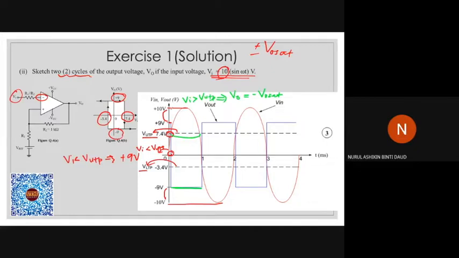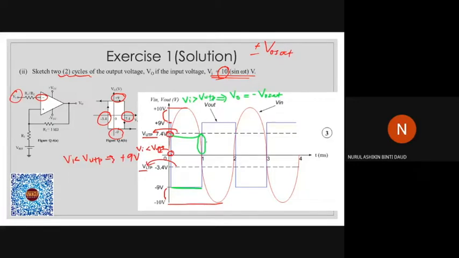And then, done with the positive, oh, still not done, wait. Still not done at this part. Okay, at this part, same with this part again. Where is the V UTP? Okay, V UTP is bigger than the V input.